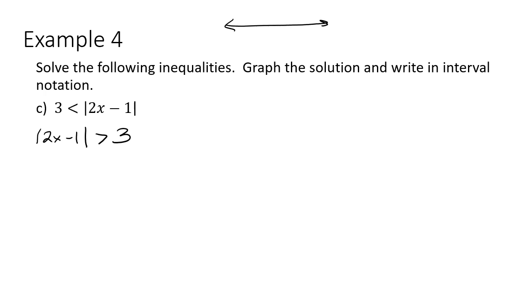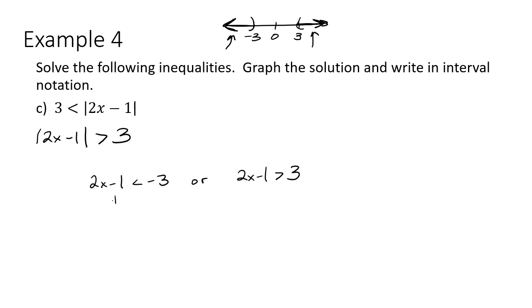All right, so we've got distance from 0 greater than 3 again, beyond 3. So that means the stuff inside parentheses, 2x minus 1, would have to be less than -3 or greater than +3.